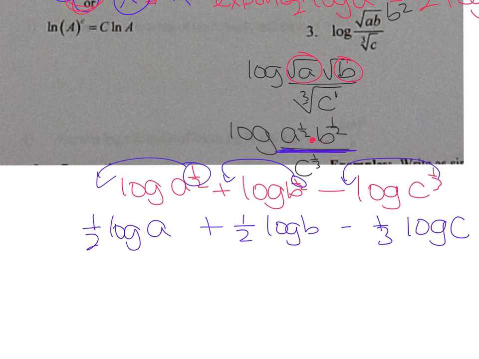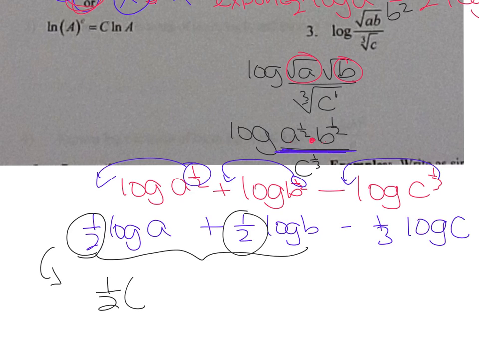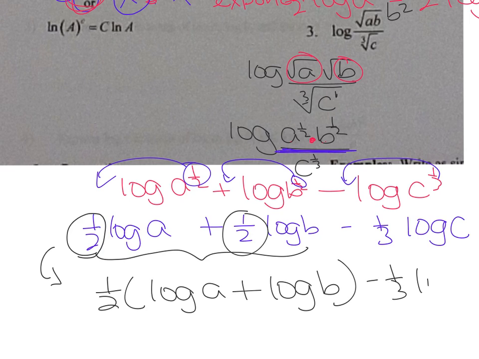All right, so this is an acceptable answer, especially if it's in a free response. However, in the past, I have seen on the Regents this written a little differently. And the reason why is because look at these first two here, 1/2 log a plus 1/2 log b. They both have a GCF of a half. They both have a half in front. So you can do the GCF, the greatest common factor, and factor out the half and write it like this. 1/2 times log a plus log b, close the parentheses, minus 1/3 log c. So notice that I only factored out the half here. I didn't factor out any logs.